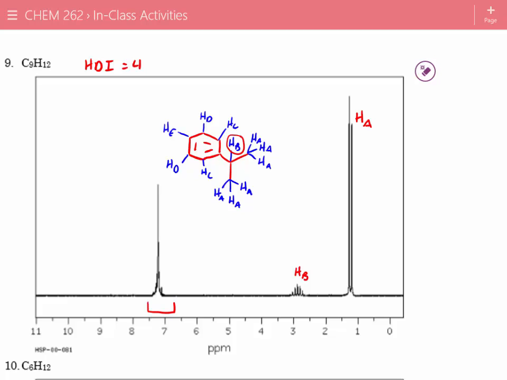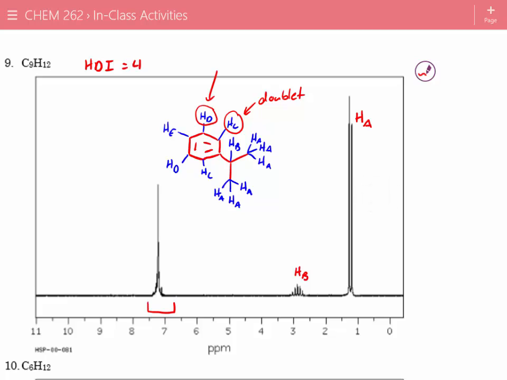And then we have to ask ourselves, well, what's going on in the aromatic region? How many 3-bond neighbors does HC have? 1. So HC should be a doublet. What about HD?